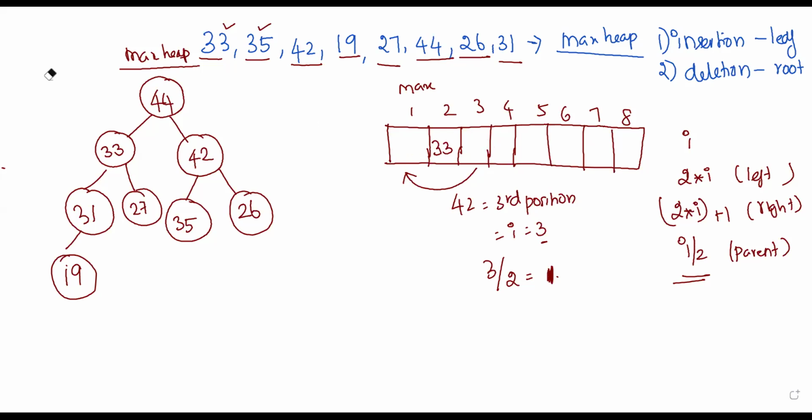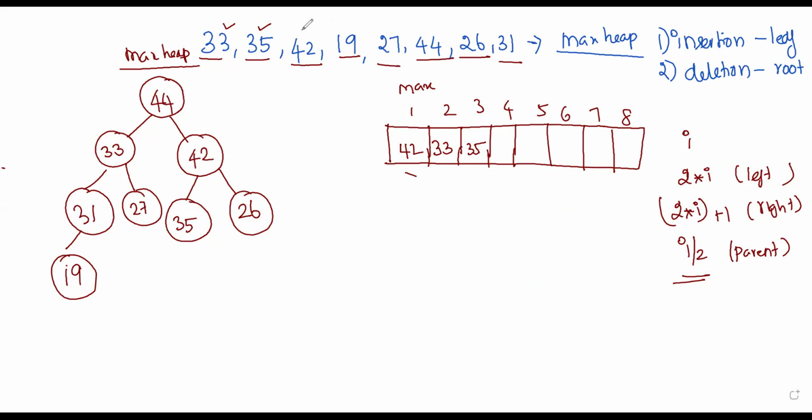Okay, 42, 35. So 42 comes here and 35 will be here. So now your max heap properties are satisfied. Similarly, to insert the next node, don't get confused. I'm just teaching you how to do it from the computer point of view.